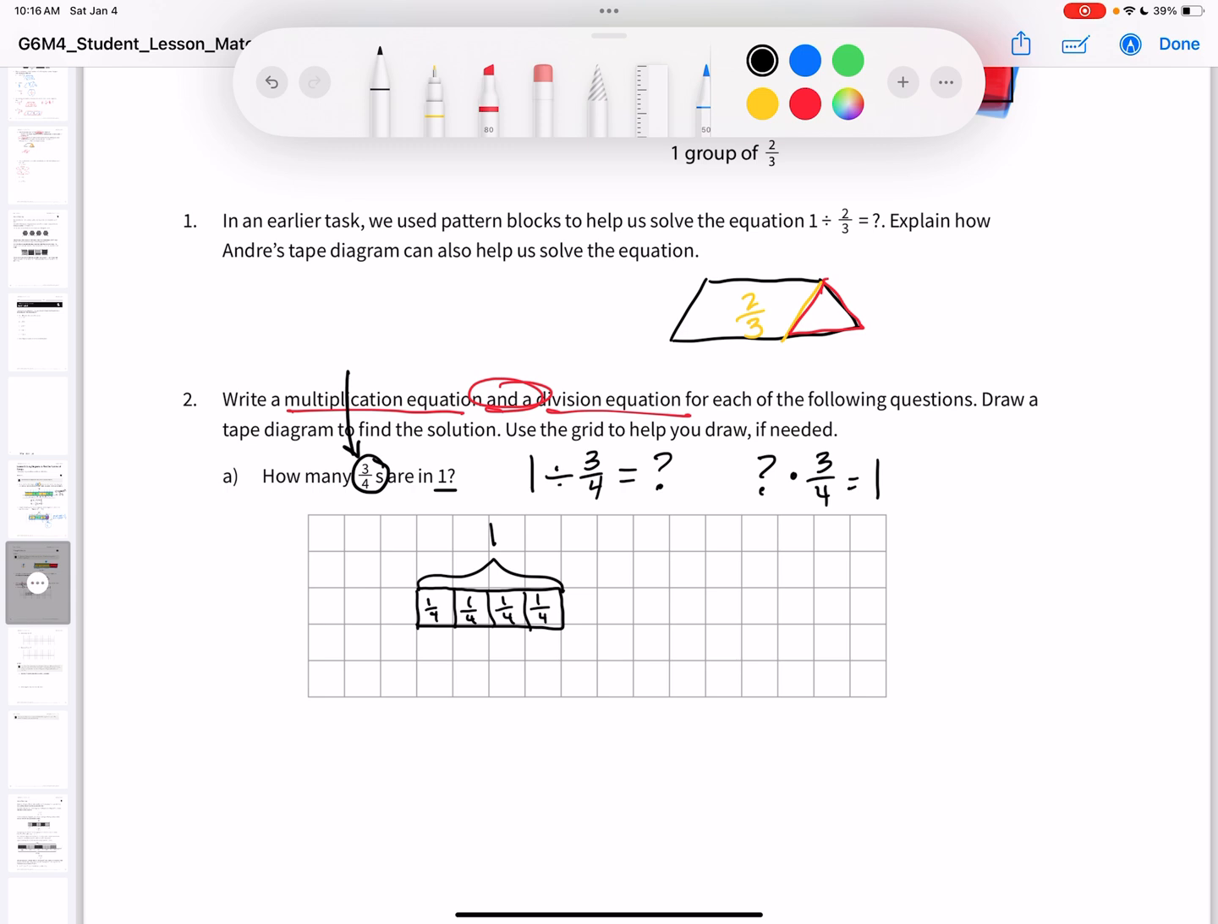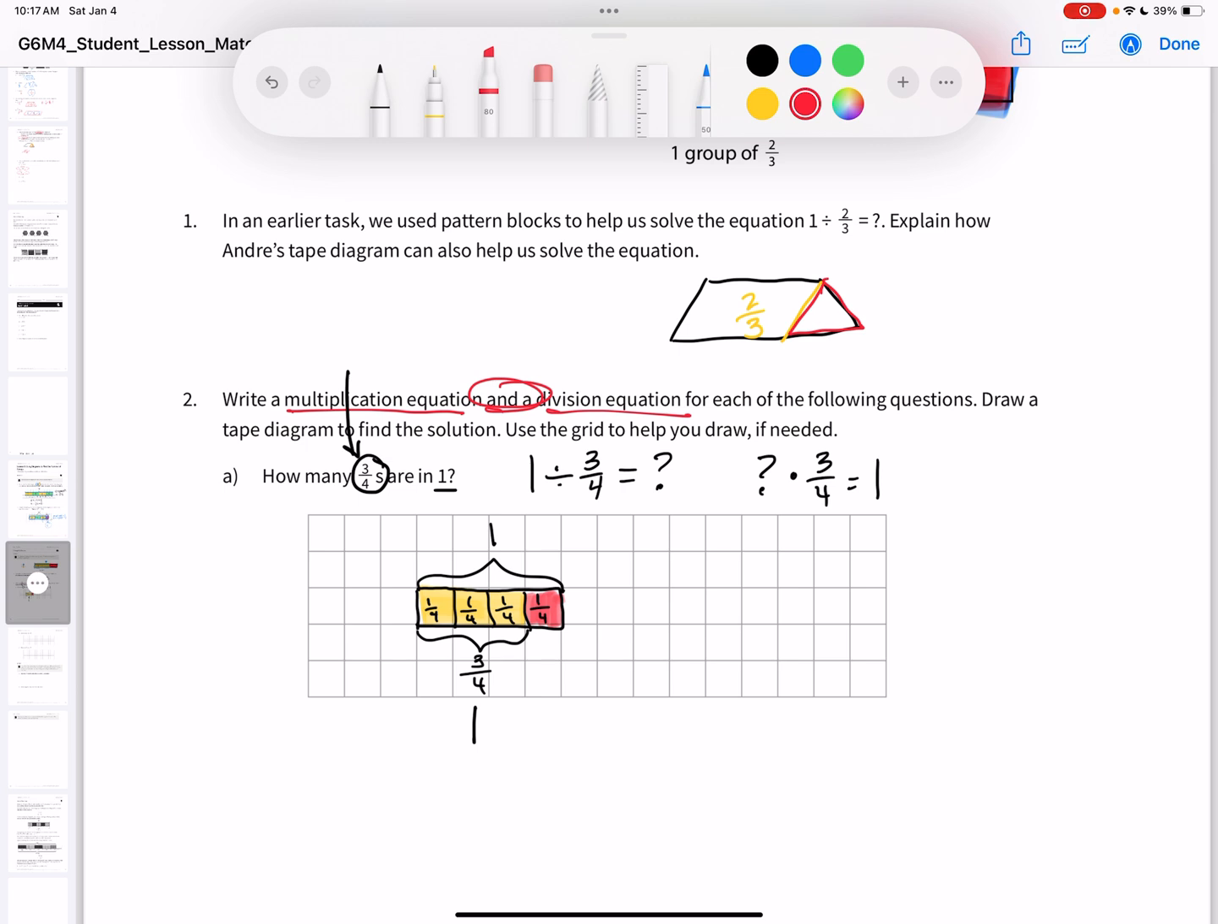And then each one of these sections is worth 1/4. Now, how many 3/4 are in 1? Well, we have one group of 3/4. 1, 2, 3, right there. So that's a 3/4, which is 1, right? Because how many groups of 3/4? Well, there's one group of 3/4 right there. And then we have this 1/4 left over.